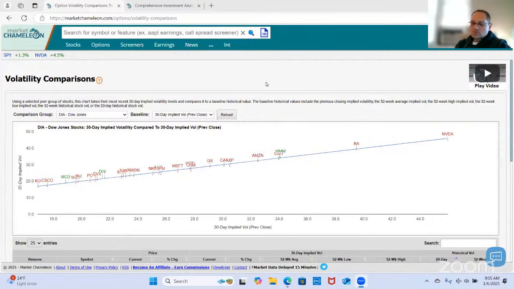Here, we'll see it does default to a group of stocks to start analyzing, but you could change that and create your own group of stocks that you want to analyze. Here we'll see that this group of stocks is the Dow Jones. So it's looking at the ETF, DIA, Dow Jones ETF. It's retrieving the holdings in DIA, which is Dow Jones 30, and then it creates this visual representation of the implied volatility levels of each stock.